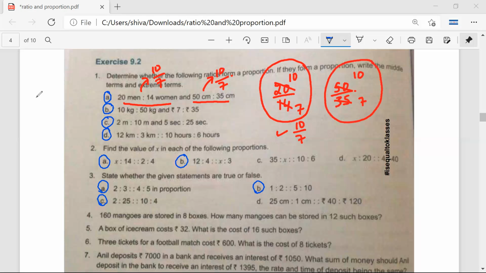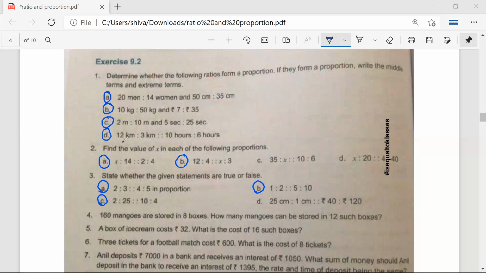So basically, whenever they write x is to 5, what does this mean? This means x upon 5. Any doubt about this? No, sir. And then all you need to do is take the common divisor out. Any doubt? No, sir. Okay, let me do another question.